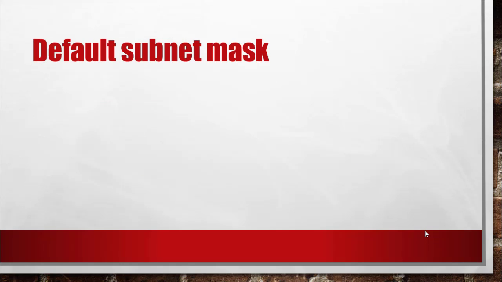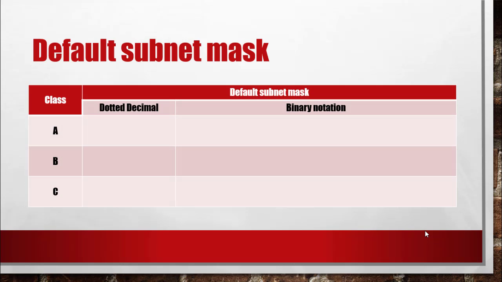Each of these classes has a default subnet mask. If you recall what a subnet mask is, a subnet mask is something which is going to divide the IP address into two parts, that is one part for the network ID and one part for the host ID. For class A, B and C, we have a default subnet mask for each class, which is not going to change. So we will put that down into this table.